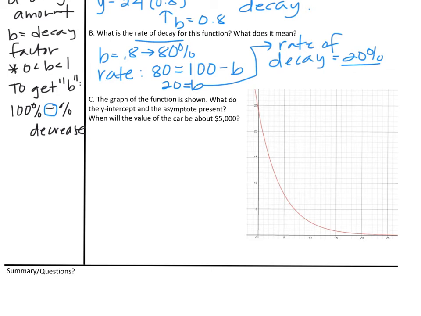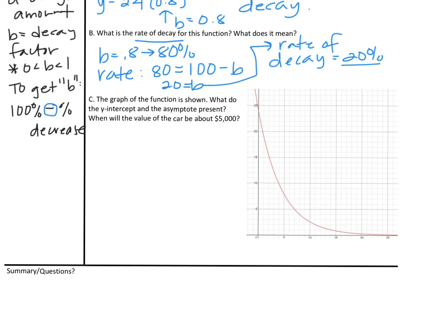Part C. The graph of the function is shown. Take a look at that graph. Can you guys tell where it crosses the y-axis? And then as time progresses, what happens to the value of that car? Hopefully you can tell it looks like it's decreasing pretty rapidly. After a while, the car won't be worth very much money.